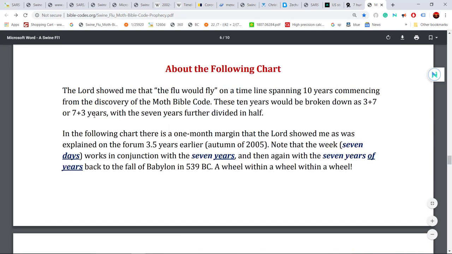Okay, about the following chart. The Lord showed me that the flu would fly on a timeline spanning 10 years. Remember, this is written, 10 years hadn't elapsed yet when I wrote this. Commencing from the discovery of the Moth Code. It's kind of like I should have just jumped to this right away. Anyways, the Lord showed me that the flu would fly on a timeline spanning 10 years, commencing from the discovery of the Moth Bible Code.